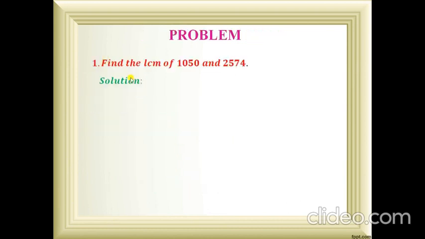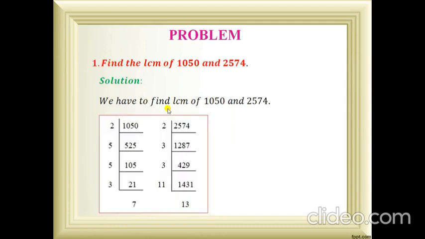The first problem: find the LCM of 1050 and 2574. So we have to find the LCM of the given two numbers. First I am going to divide using the prime factors. For each number separately, we need to find the prime factors at first. 1050 is divisible by 2, and I will get 525. So it is divisible by 5. Again I am getting 105. This is also divisible by 5. I will get 21. This is divisible by the prime number 3. So finally I will get the prime number 7.